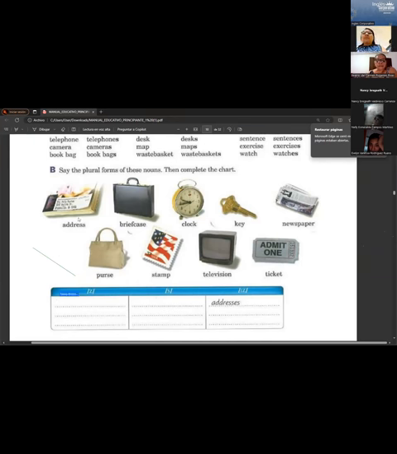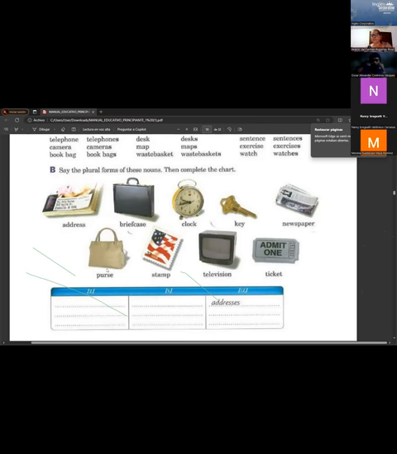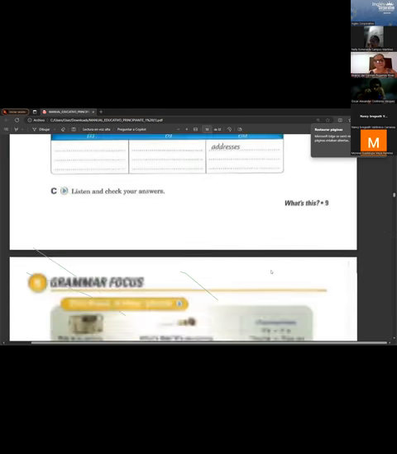Okay, tenemos, more time, address. Briefcase, clock, key, newspaper, horse, stamp, television, ticket.